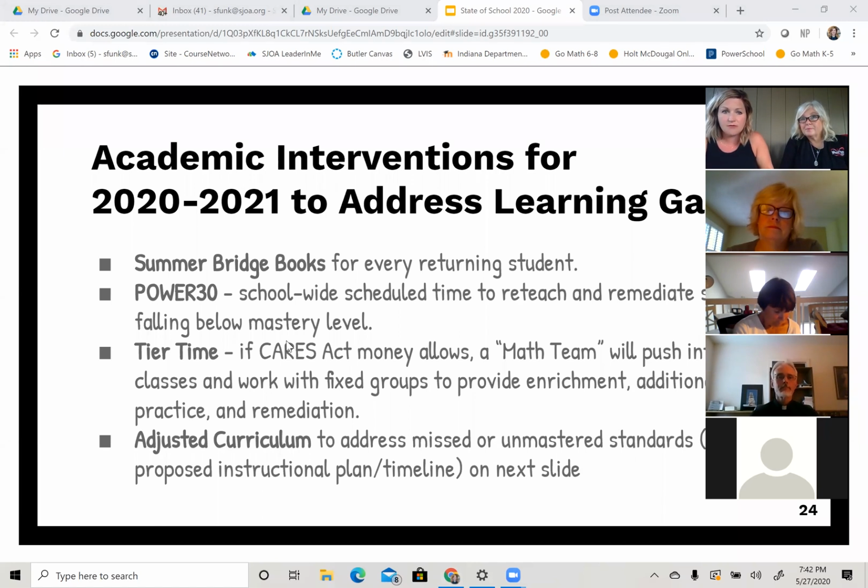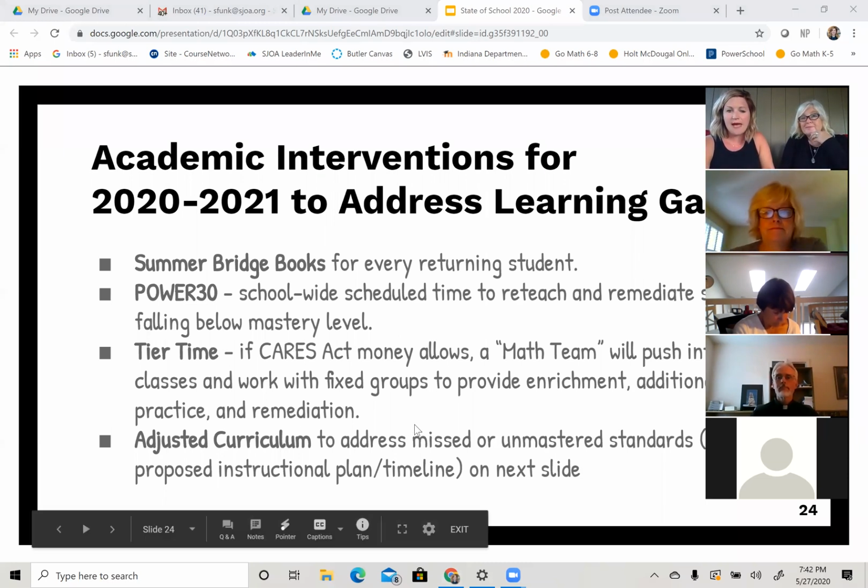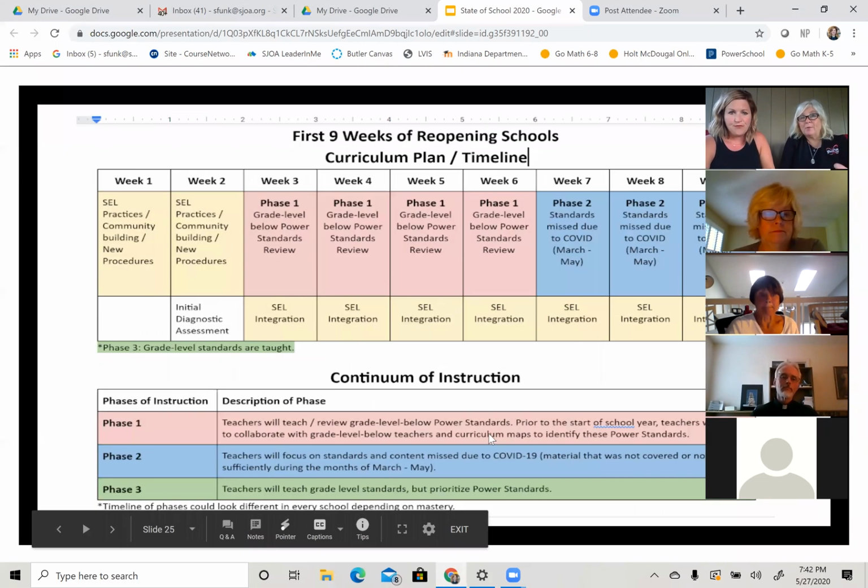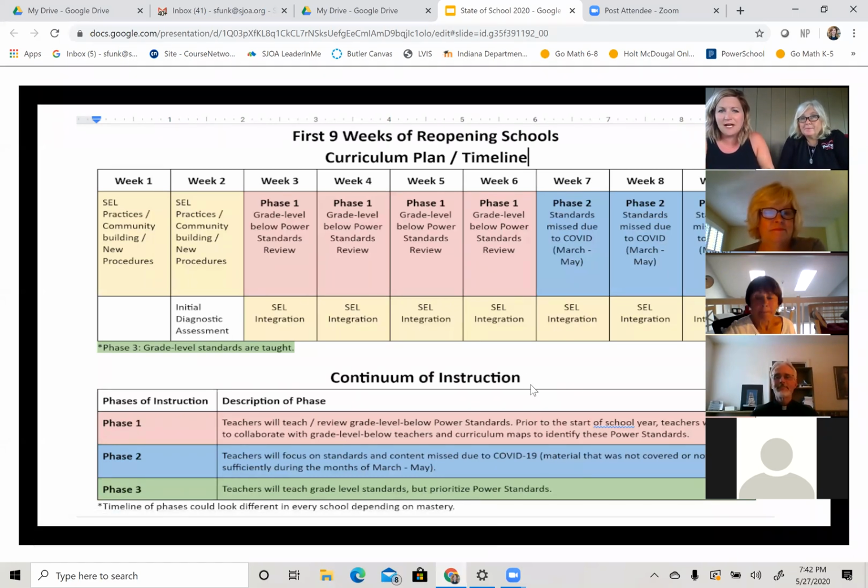That is a lot of the work that our teachers have been doing with Dr. J, even in this last week. They've been on Zoom several different times, spending a lot of time working on their maps. And on this next slide, don't be overwhelmed. I had to do this for Butler. But this is just a proposed timeline and curriculum plan according to how we feel we're going to address and teach standards that were below grade level or the grade level below, and then standards that were covered or missed between the months of March and May.